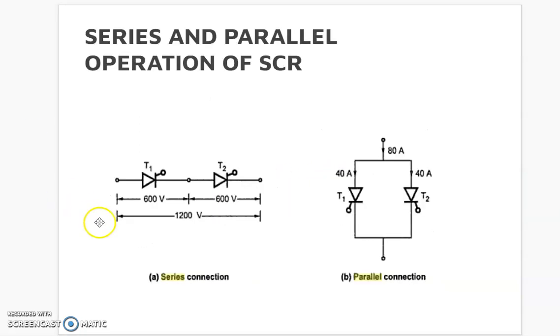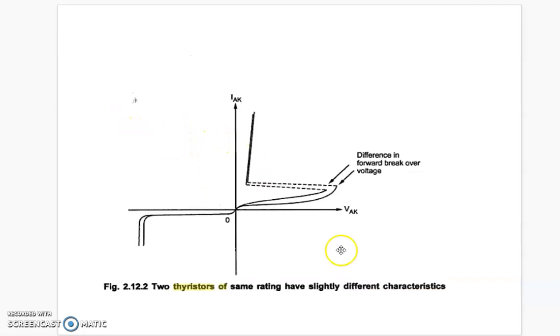I have already told you that in practicality, the voltage across this SCR and the voltage across this SCR may not be the same. Because of this, the forward breakover voltage also changes, and one SCR might start conducting before the next SCR starts to conduct.